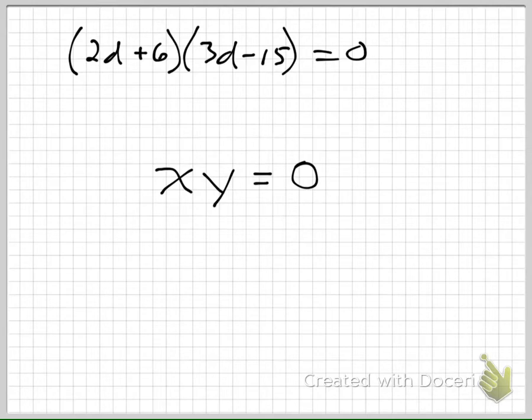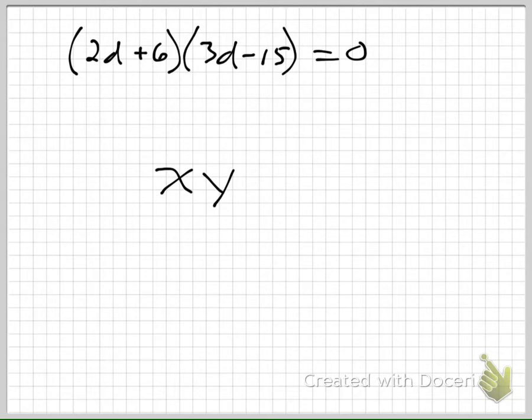What has to be true? At least one of them has to be a 0. Does that make sense? At least one of them has to be 0, because anything times 0 is 0, right? So x could be 0, and no matter what y was, it would be true. Or y could be 0, and no matter what x was, it's going to be true again. Does that make sense?